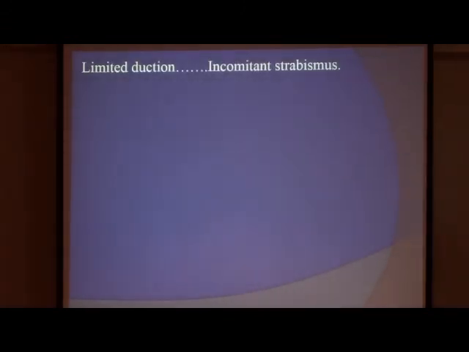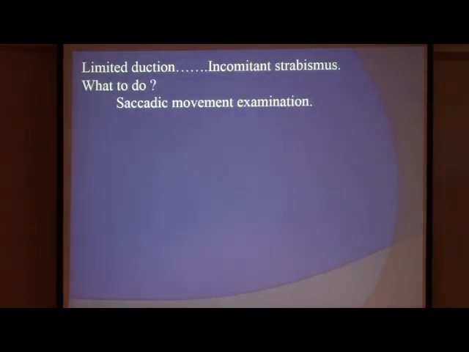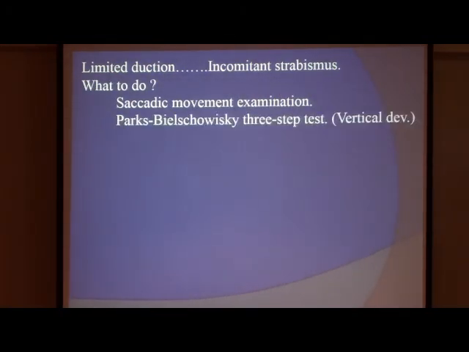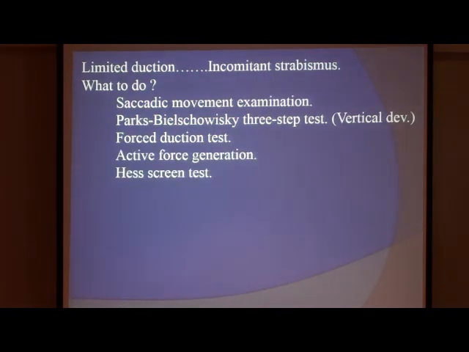And that's it. So, if there is any limitation of duction, what would we expect? We expect the so-called incompetency or incompetence strabismus. So what to do in this case? Either test for saccade, part Stereopsis, if there's any, the famous part, Stereopsis 3-step test in case of vertical deviation, force reduction test, active force generation test, and you might ask for Hess screen test.